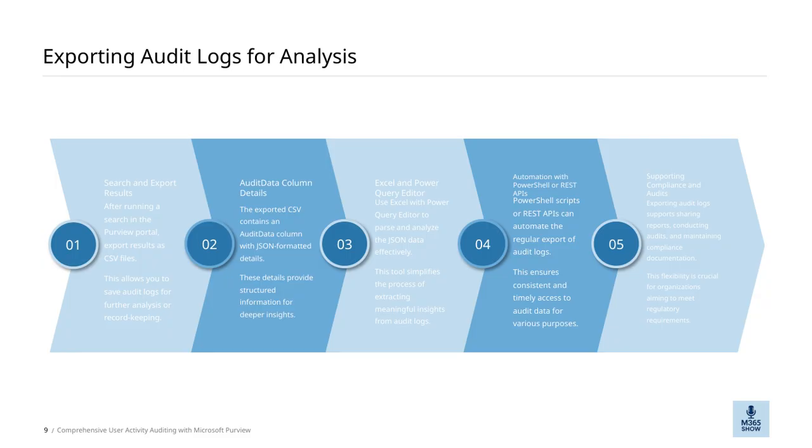To analyze this JSON data effectively, you can use Excel with the Power Query Editor. This tool makes it much easier to parse and extract meaningful information from the audit logs without much hassle. Additionally, for regular exports, you can automate the process using PowerShell scripts or REST APIs. This way, you ensure that your audit data is consistently up to date and accessible for various needs, whether it's for compliance, reporting, or audits.